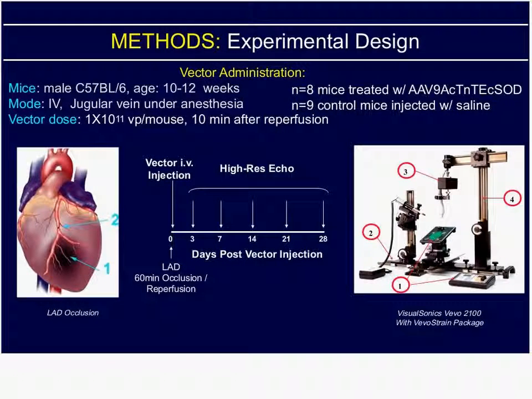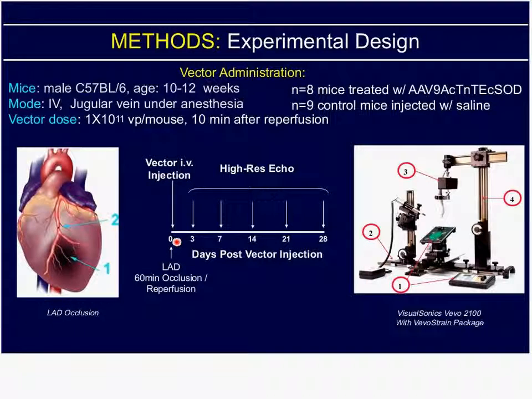A few words about the experimental design. These were male C57 black 6 mice, aged 10 to 12 weeks at the beginning of the study. We used a jugular vein injection under anesthesia to make sure that we got all the viral vector in. Sometimes tail vein injections are a little less reliable. We used 1 times 10 to the 11th vector particles per mouse, and we administered them 10 minutes after reperfusion.